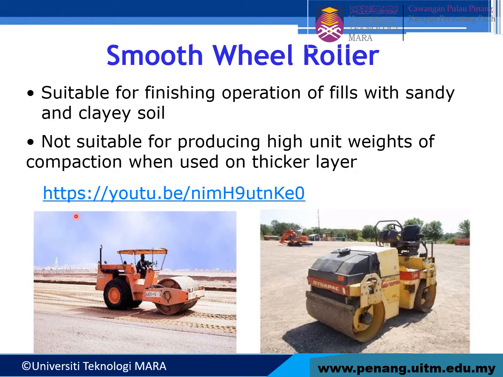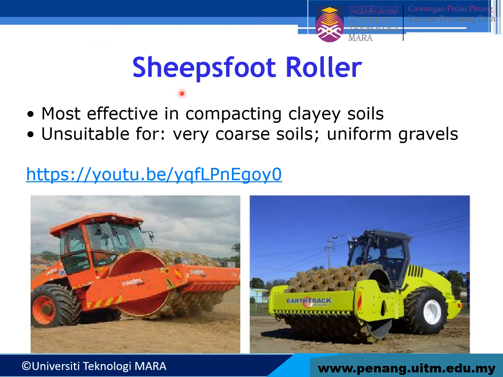Okay, you may refer to this link for how the machine is operated. Alright, so look at this. This is a sheep foot roller, most effective in compacting clay soils, unsuitable for very coarse soil or uniform gravel. You may look at this link. We call it the sheep foot roller because the roller is just like a sheep foot.